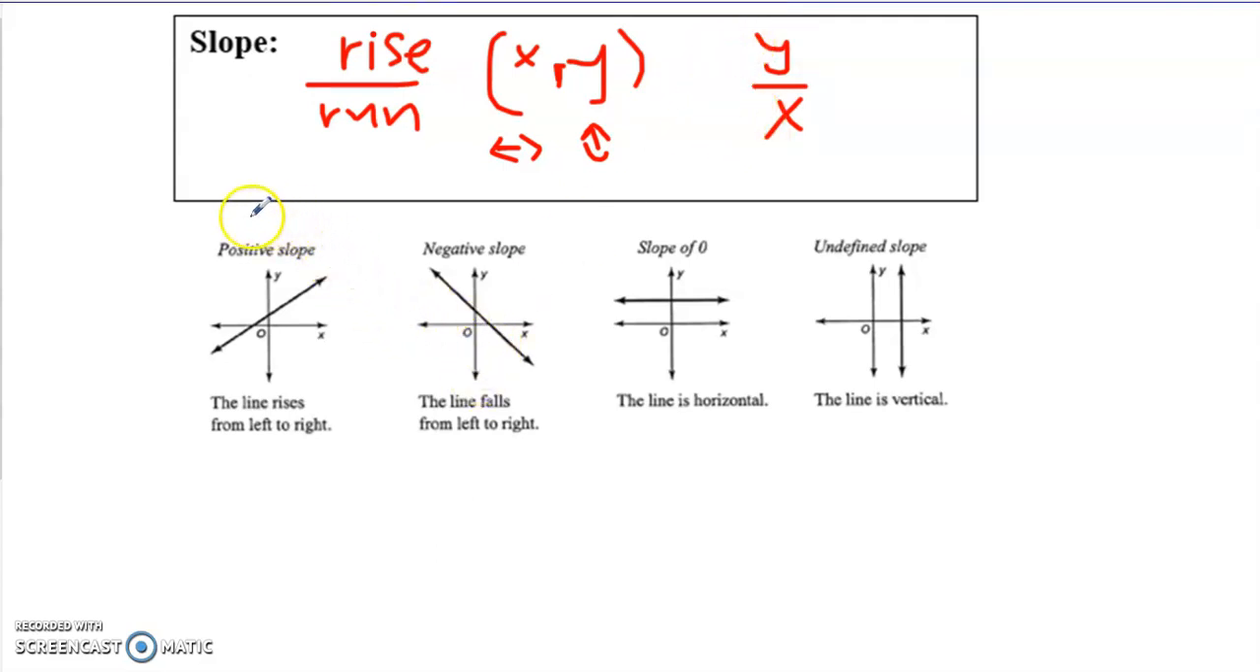So looking at these four graphs right here, we always start on the left side. So if we start over here, we need to determine if we're going up or if we're going down. If we're going up, that means we are going to have a positive slope. If we are going down, the slope will be negative. If we're not going up or down, we're just going side to side, then the slope is 0. And you cannot walk up a wall. So, undefined slope right here.